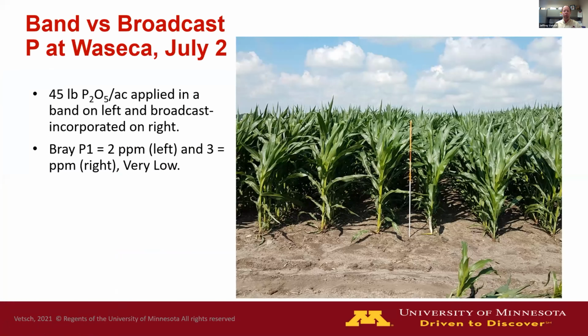Here's another photo, a phosphorus comparison at Waseca. This was taken a little bit later, so the corn's a little larger. That fiberglass rod separates the plots. On the left, the band received 45 pounds of P2O5 per acre, and on the right was the broadcast. Again, you can see taller corn, greater leaf area, and healthier corn. It's interesting that the soil test on the left is 2 parts per million, and on the right is 3 parts per million Bray. These are very low soil tests. You have to kind of mine your field down to get to these low levels.